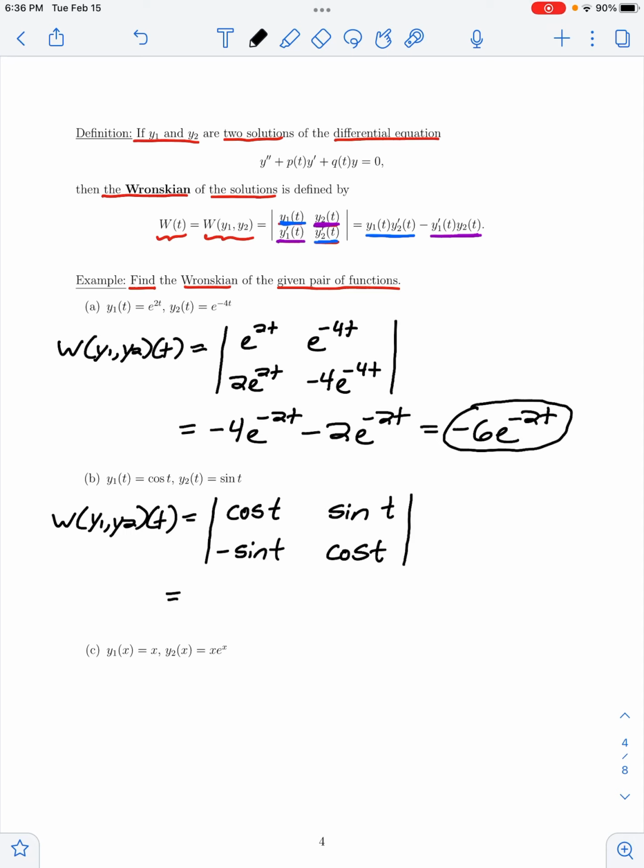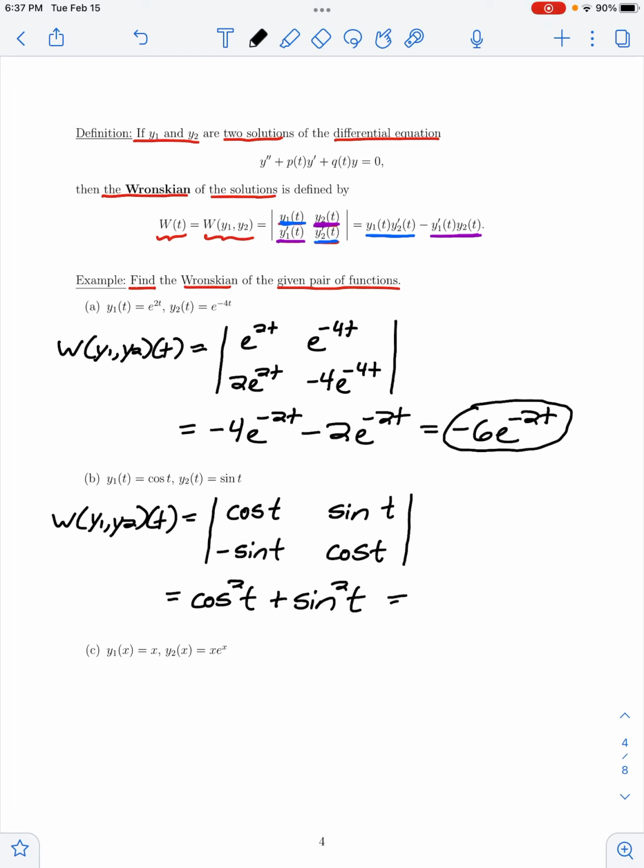So when we multiply our diagonal entries, we have cosine t times cosine t, or cosine squared t. And then we subtract for the off diagonals, we have sine t times negative sine t. So we're subtracting a negative sine squared, or that's the same as adding sine squared t.